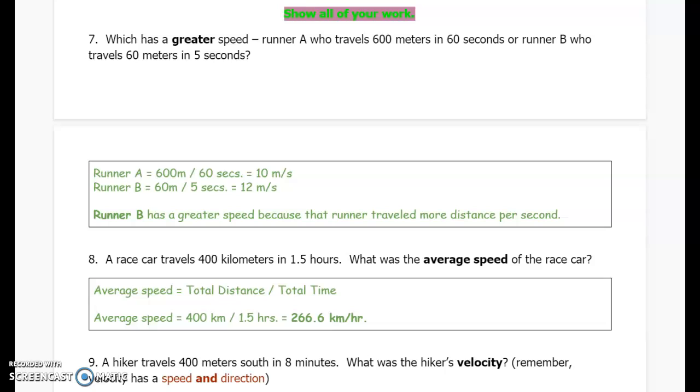Number 8 is asking for average speed. We know that average speed is just our total distance divided by our total time. In this case, this race car's total distance was 400 kilometers, and its total time was 1.5 hours. 400 divided by 1.5 is 266.6 kilometers per hour.